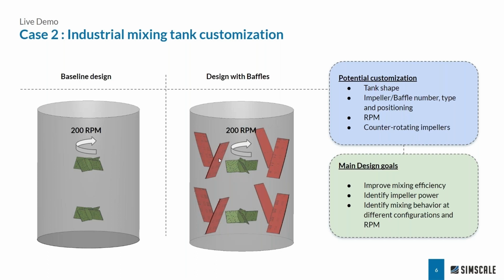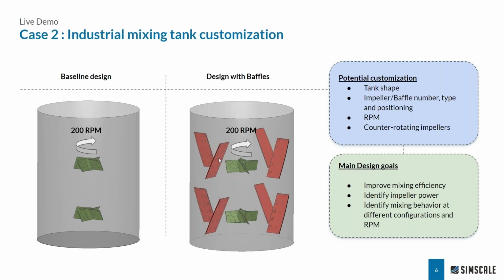I just want to test these rectangular baffles in a slightly inclined position, but you can imagine the combinations are unlimited, right? I can test different tank shapes, like triangular tanks, rectangular tanks, doesn't matter. I can bring in different baffles, circular baffles, triangular baffles, change the angle of the baffles, the number of the baffles, the location of the impellers. I can study different RPM.